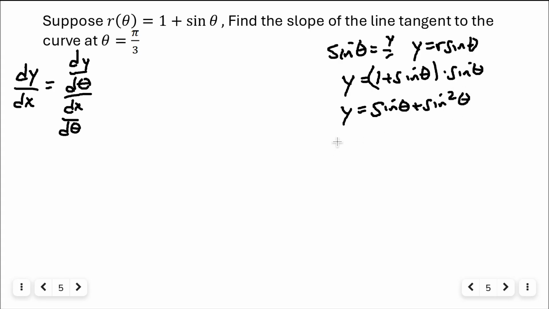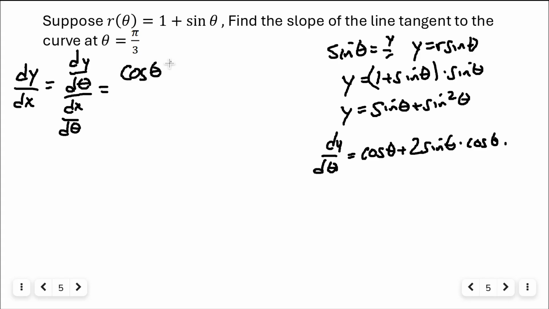All right, so now I'm going to find dy d theta. Shouldn't be too bad. The derivative of sine is cosine, plus derivative of sine theta squared is 2 sine theta times cosine theta. So I could factor out cosine theta. It's in common. A lot of times it's advantageous to do that. And I get cosine theta times 1 plus 2 sine theta. That's dy d theta.